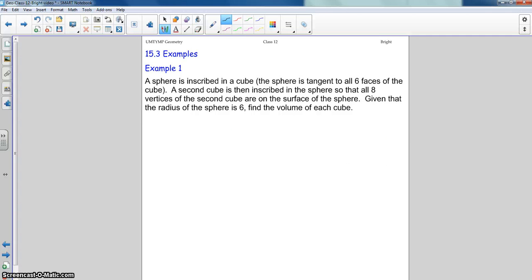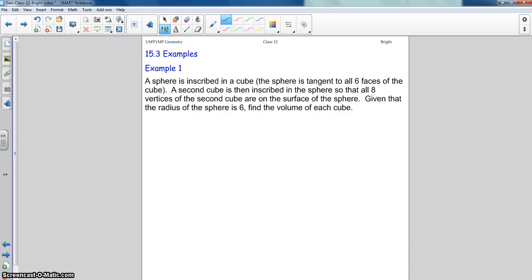Okay, so working through some examples quick here. A sphere is inscribed inside of a cube, and then another cube is inscribed inside that sphere. All 8 vertices of the second cube are on the surface of the sphere. We know that the radius of the sphere is 6. We want to find the volume of each. First of all, I encourage you to pause the video and attempt this on your own.